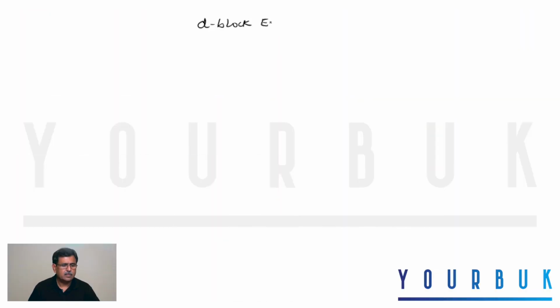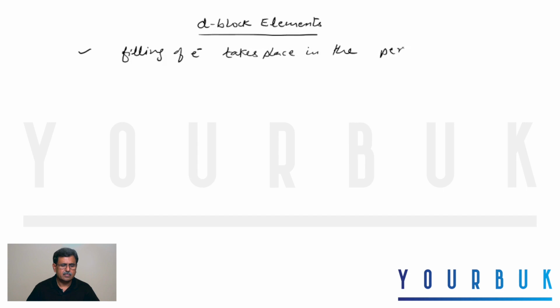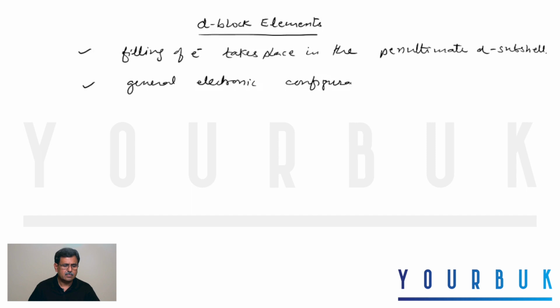Let us revise the D block elements. Now these are the elements in which the filling of electrons takes place in the penultimate D subshell, and the penultimate means the second last shell. And D block elements have a general valence shell electronic configuration of (n-1)d 1 to 10 and ns 1 to 2, where n is greater than or equal to 4.